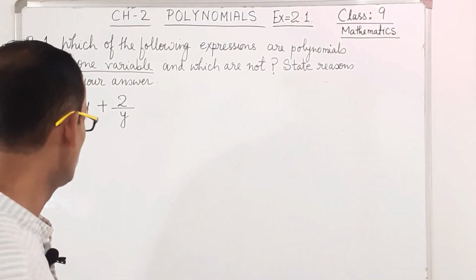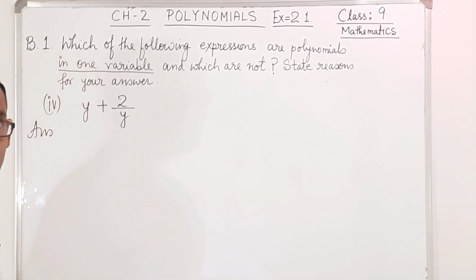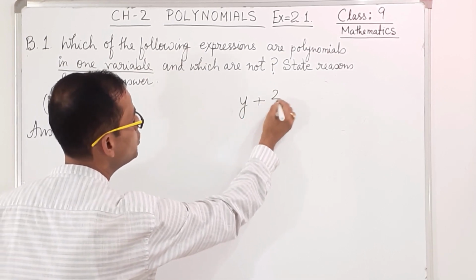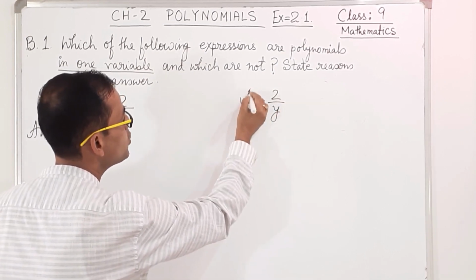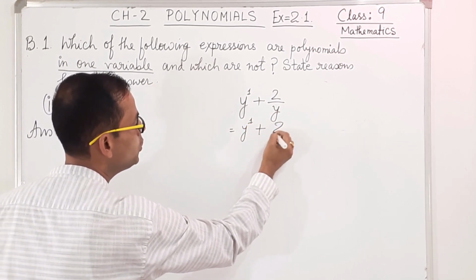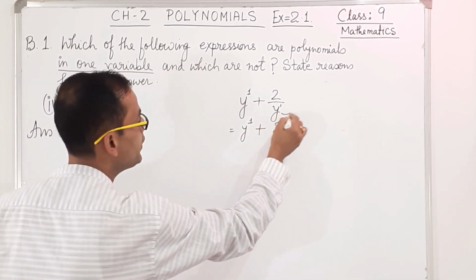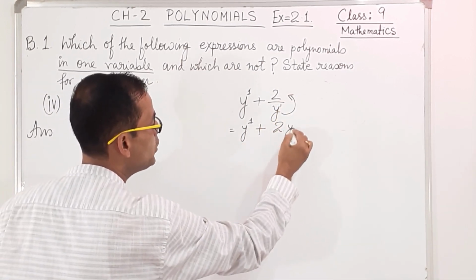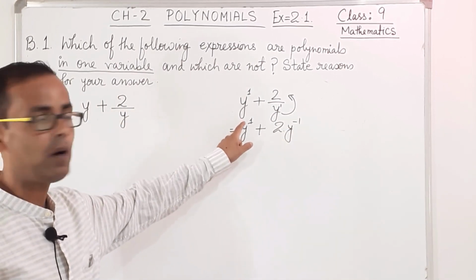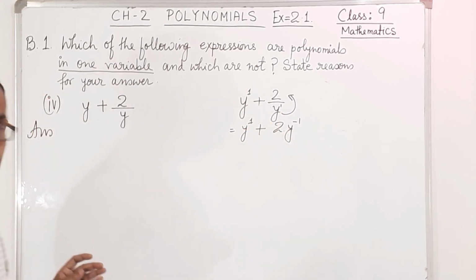Now, Roman 4. Roman 4 is telling y plus 2 by y. So, y plus 2 by y, that means this is y to the power 1 and 2 into, this is also y to the power 1, but in the denominator. Now, if it goes upside, then it will be y to the power minus 1. So, here this is a positive power, here it is a negative power, and negative power cannot be a polynomial.